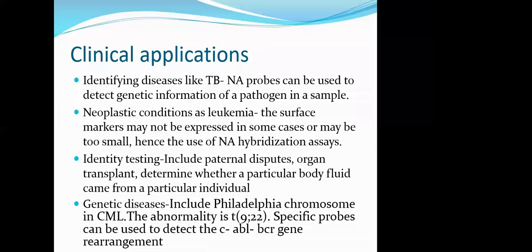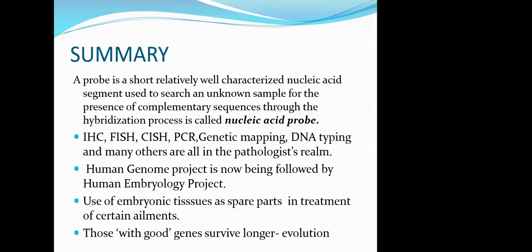I think I'm going to stop there. So today, these are some of the things that we are using. We are using things like PCR, genetic mapping, DNA typing, FISH, fluorescent in situ hybridization, CISH, chromogenic in situ hybridization, immunohistochemistry, and many others. And even you as an individual, you can go to a genetic lab and have your genome typed and kept there.